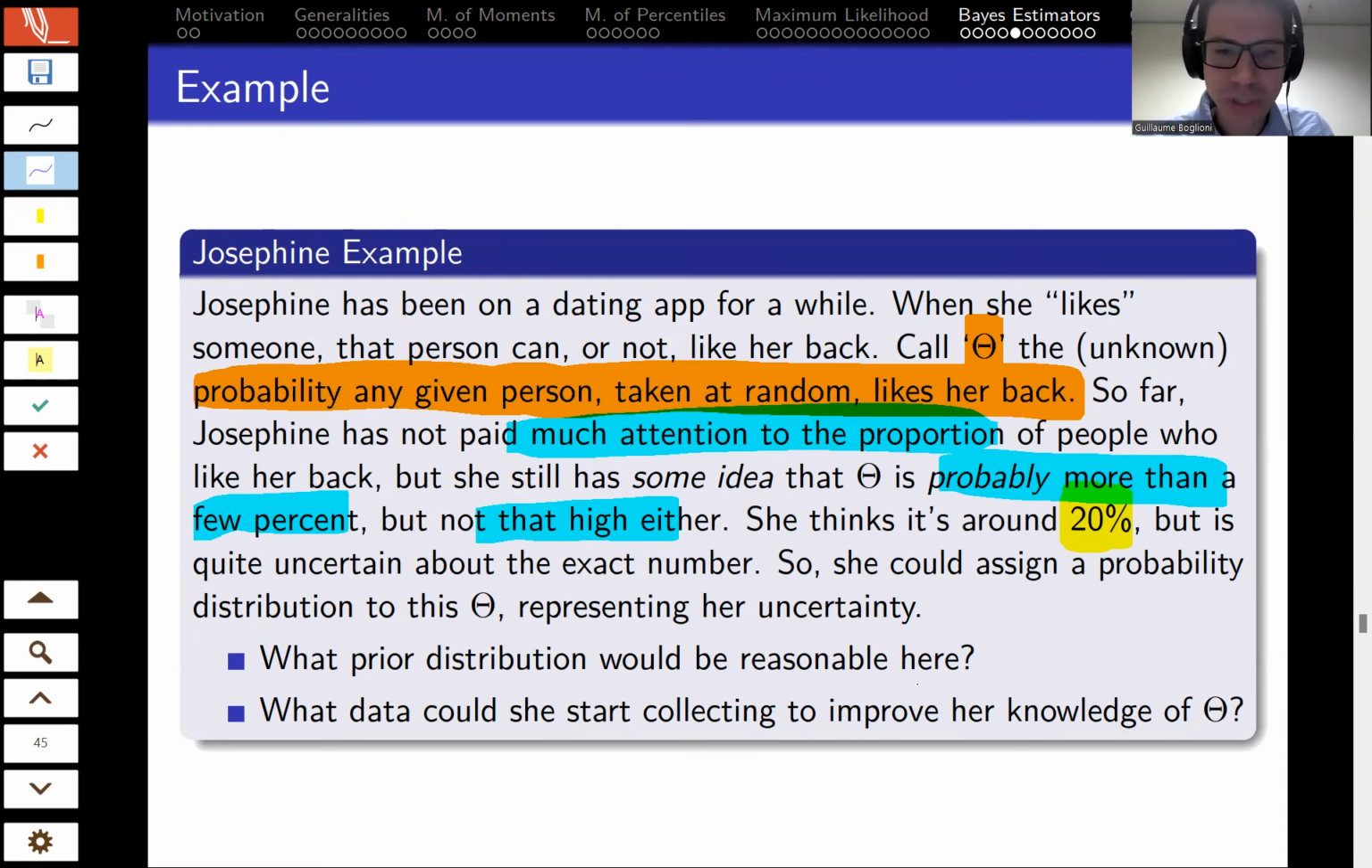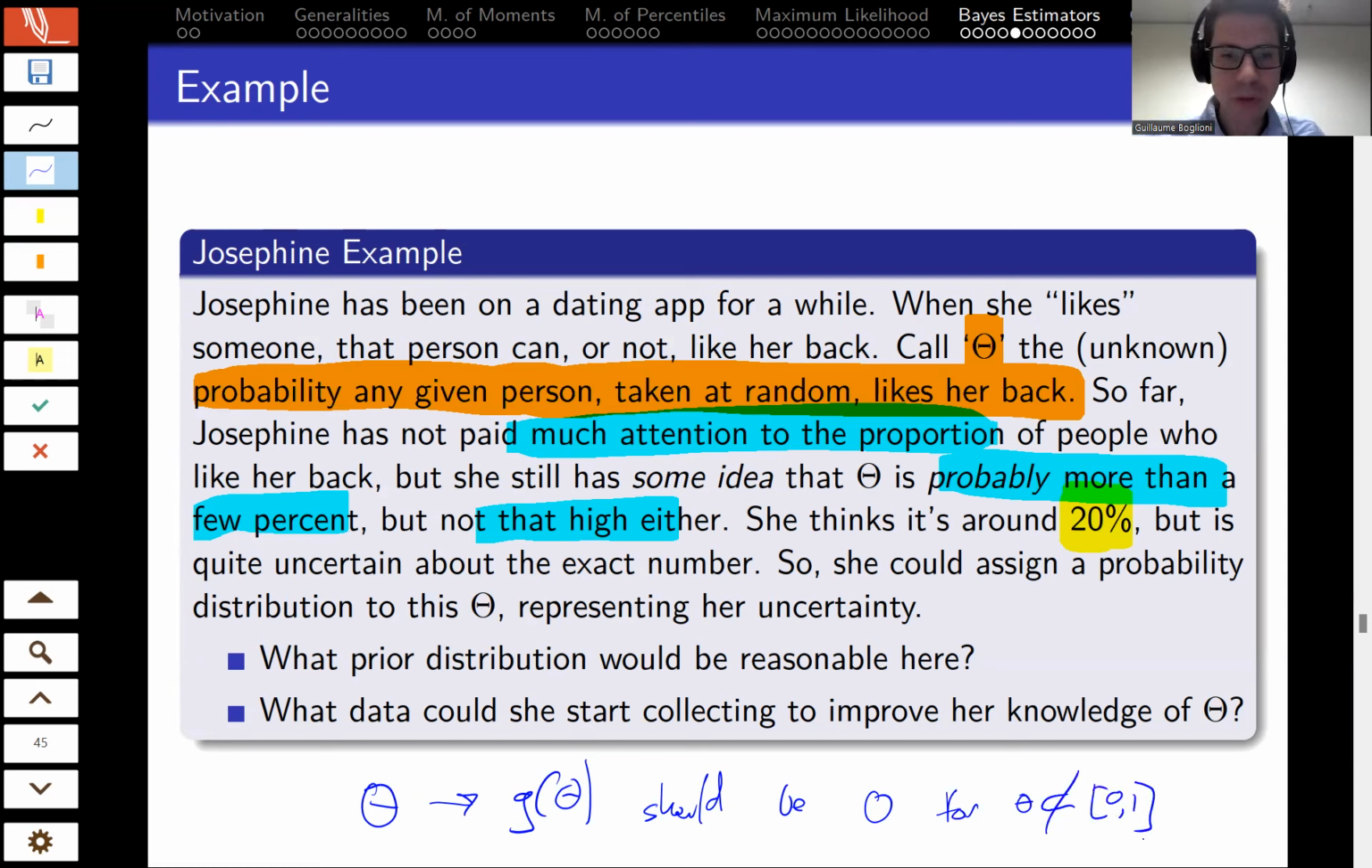So that's the context. Now there's a few questions here. What prior distribution would be reasonable here? Maybe a few choices are possible, but of course it just needs to be bounded between 0 and 1. So if theta is a random variable, g(theta) should be 0 outside the interval (0, 1), for theta not in (0, 1), because of course the probability is between 0 and 1.